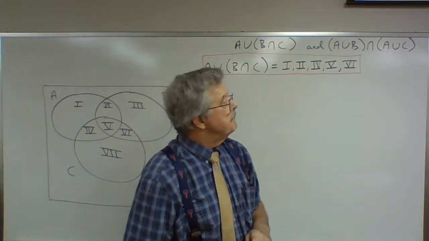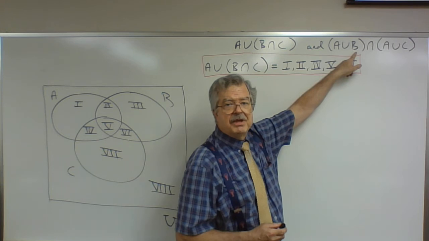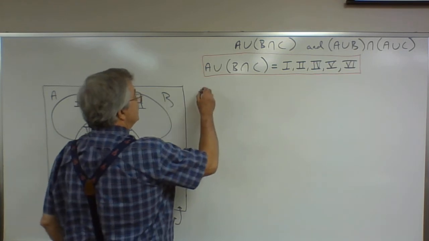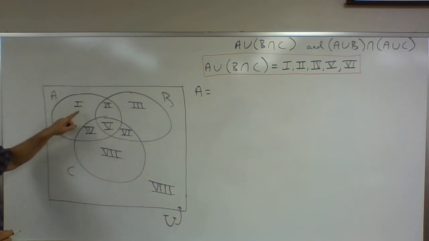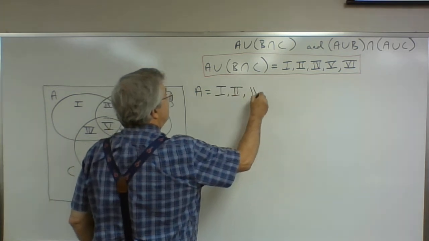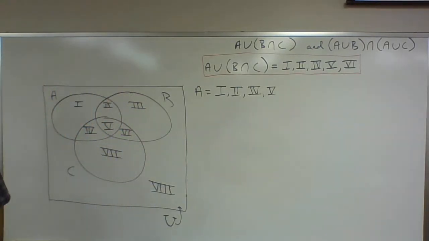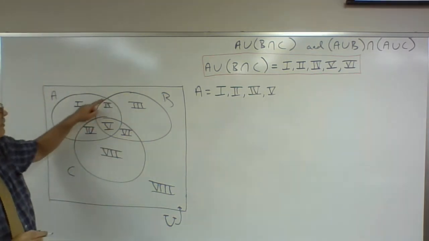Here's what I'm going to do. Let's write down everything in set A and everything in set B, and then we can compute A union B. Here's set A, and A contains regions 1, 2, 4, and 5. Let's write that down: 1, 2, 4, and 5. Now we're going to do the same thing for set B. Here's set B.